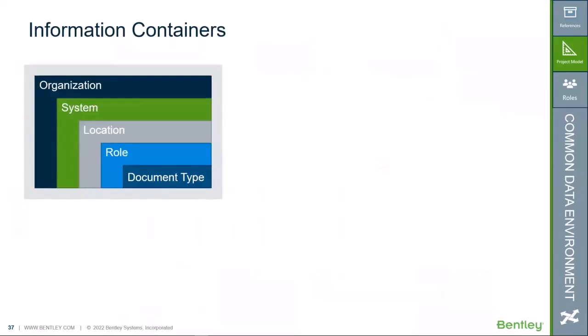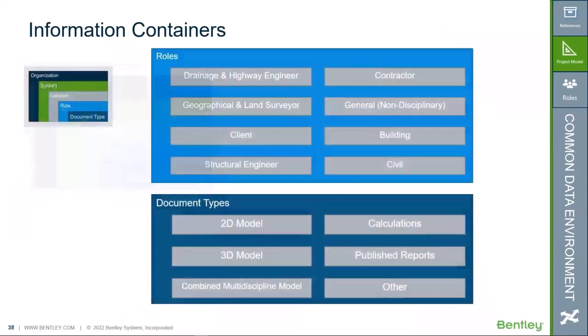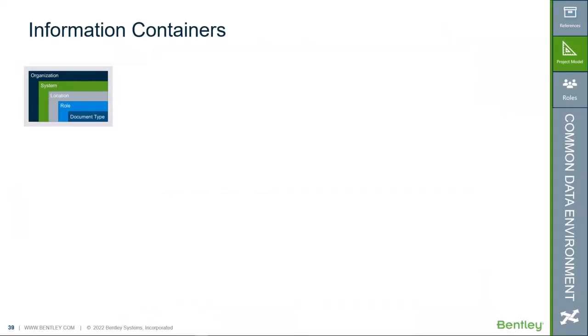Information containers are broken out using a predefined schema consisting of organization, system, location, role, and document type. The role definitions and the document type definitions are already specified in ISO 19650 documentation. There are just a few examples on the screen, and those are most of the ones that we used for this project. However, the organization, systems, and locations needed to be defined for the project itself.